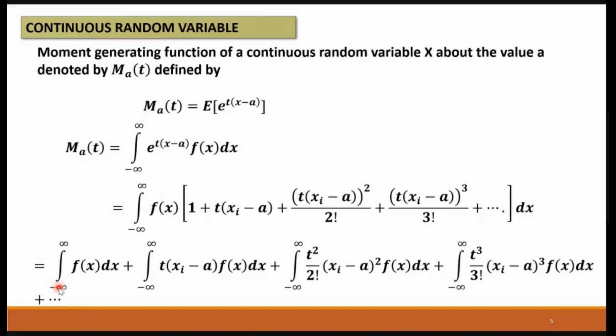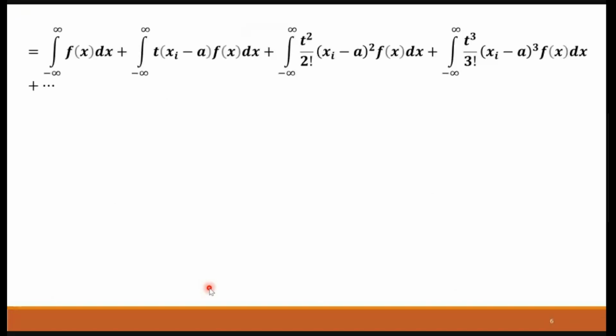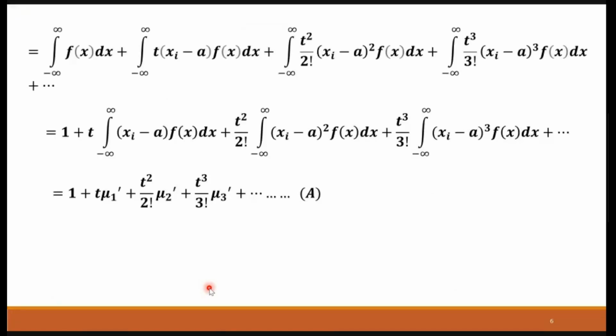Again it is xi minus a, so we will get the raw moments only. Again the same equation we will get, whatever we had got in the previous one. Mu 1 dash, mu 2 dash, mu 3 dash. Again the coefficient of t raised to r upon r factorial will give you mu r dash.